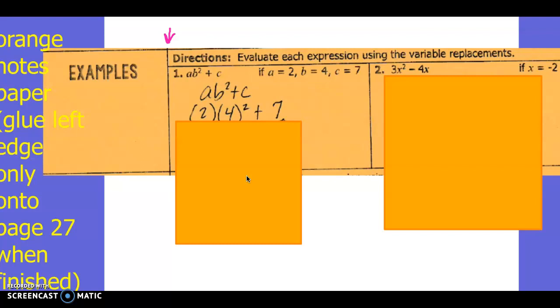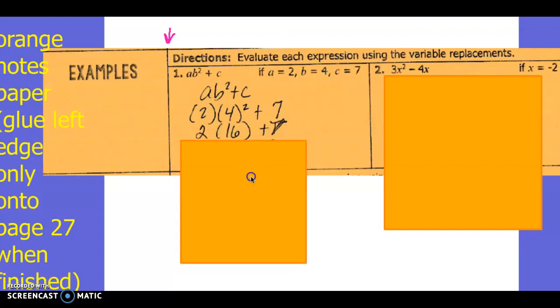Now let's follow order of operations. What would you do first? Well, if you follow PEMDAS, if we look at our parentheses, there's nothing to simplify inside of there. So we're going to do the next thing, which is exponents. We're going to take the 4 and square it. So then the expression becomes 2 times 16 plus 7. Now I'm going to multiply 2 times 16 to get 32, and finally 32 plus 7 is 39. So if you want, hit pause, copy that down, and hit play when you are ready.